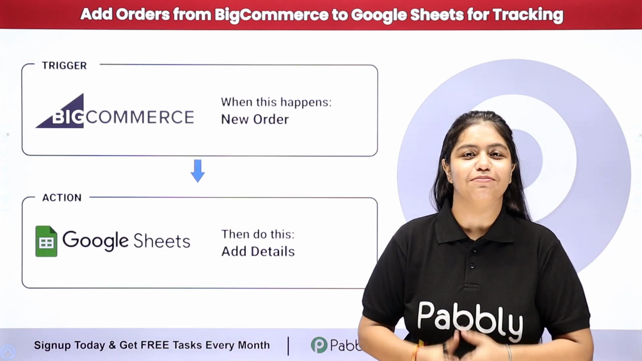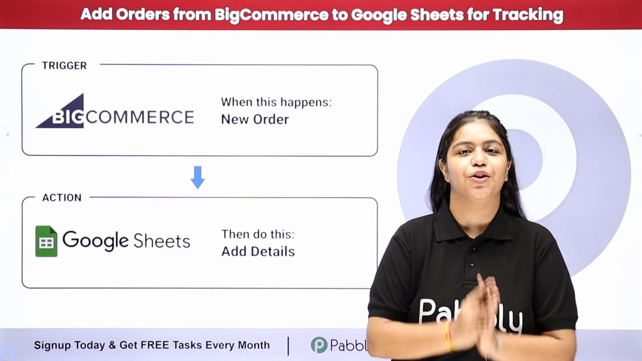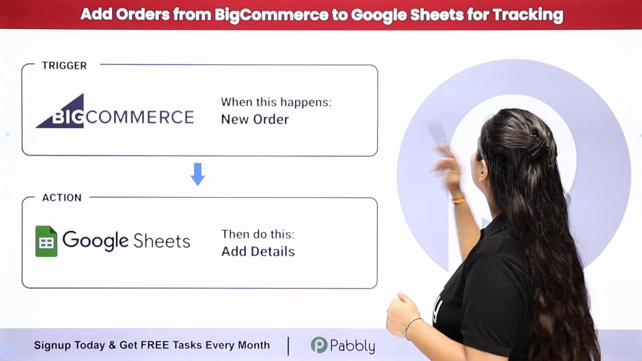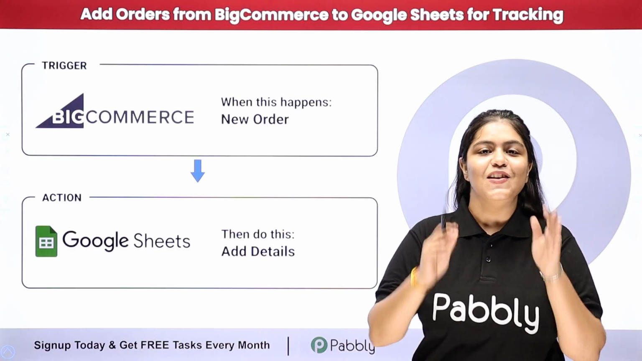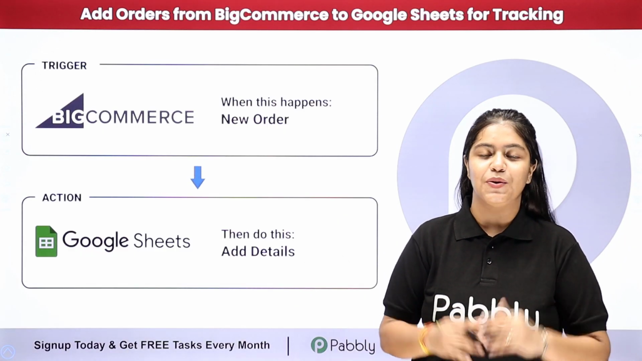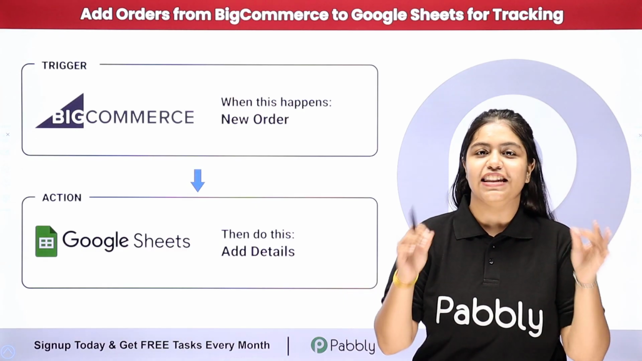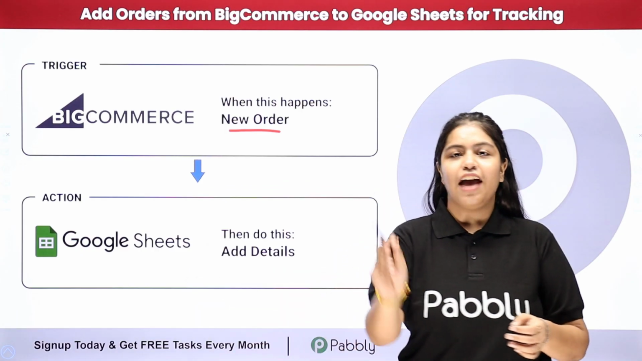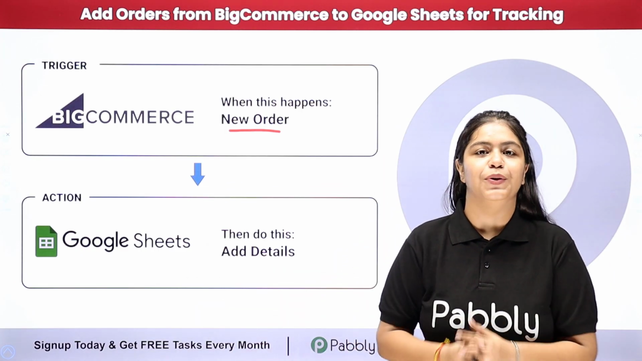So hello all, welcome back to Pabbly Connect, and in this video we are going to understand how to add order details from BigCommerce to Google Sheets for tracking. So like you, I also use BigCommerce to sell my products online, and now what I want is that as soon as we receive a new order from BigCommerce, I want to add the order details into my Google Sheets.